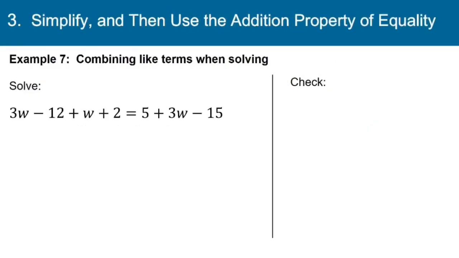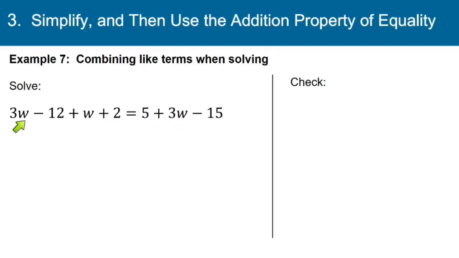So let's look at example 7 together. Here we have 3w minus 12 plus w plus 2 equals 5 plus 3w minus 15. Now before you start adding the same thing to both sides of the equal mark, the best way to solve this with the least number of steps is to first combine all your like terms on the left and then combine all your like terms on the right.